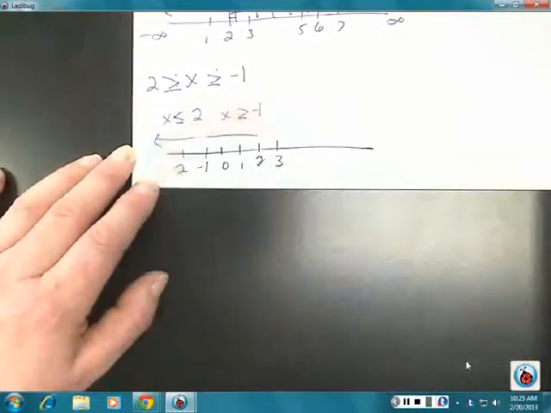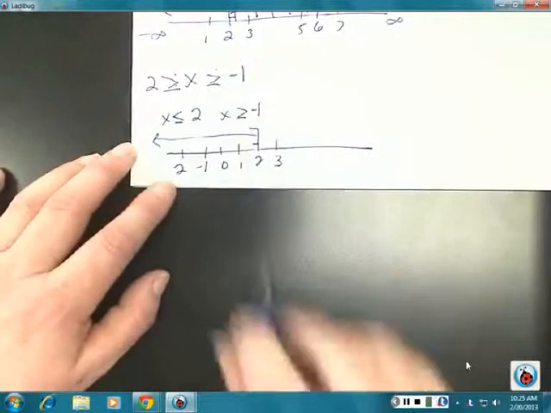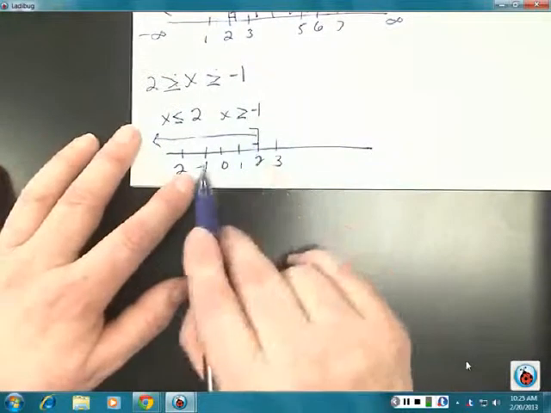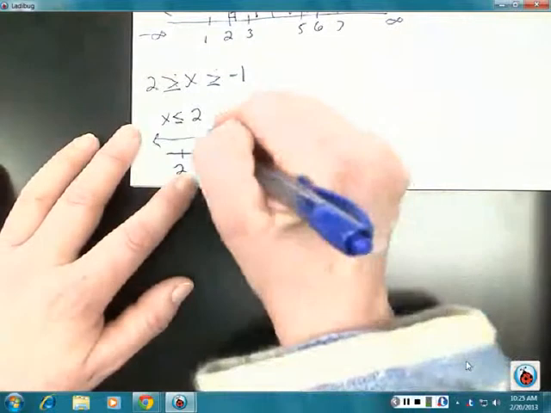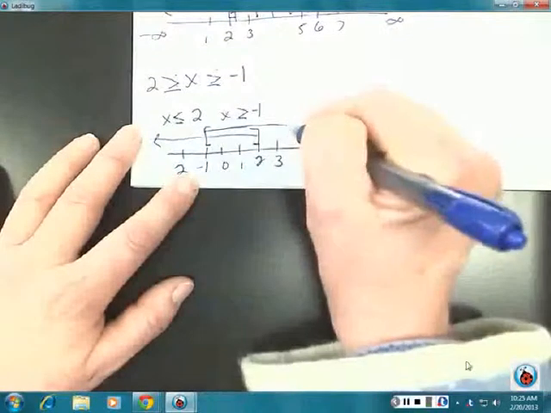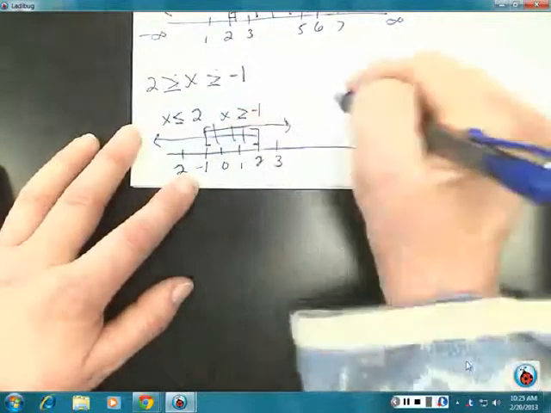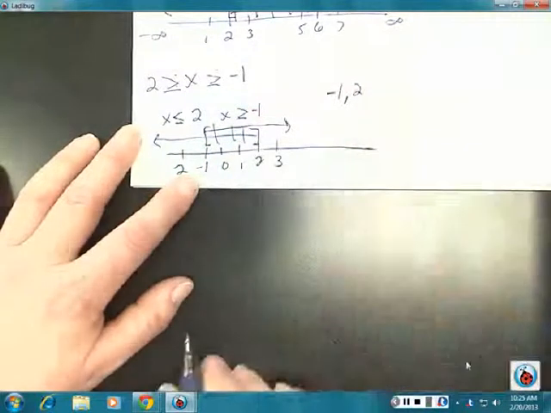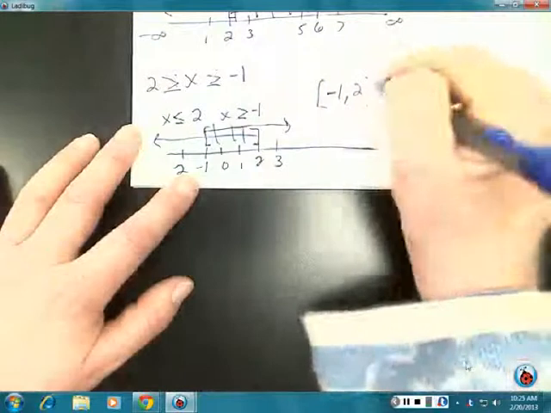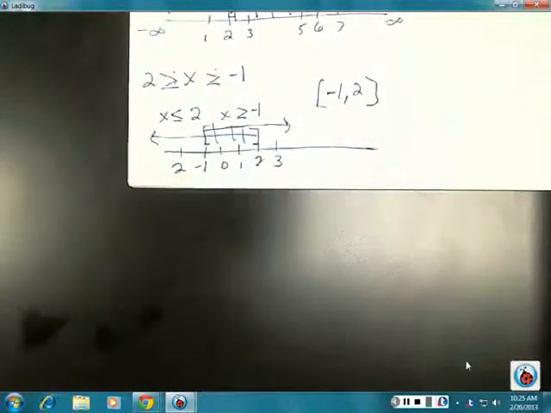What's above the 2? A bracket. If I go this way, what's above the 1? So it's going the other way. And interval notation would be -1 and 2, with brackets. Correct. Yep, with brackets.